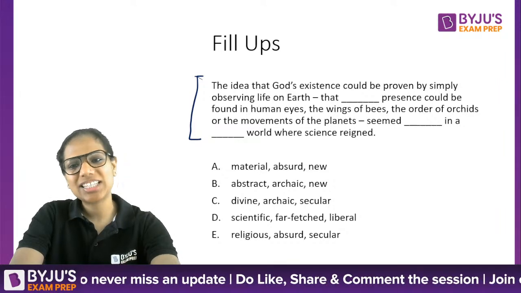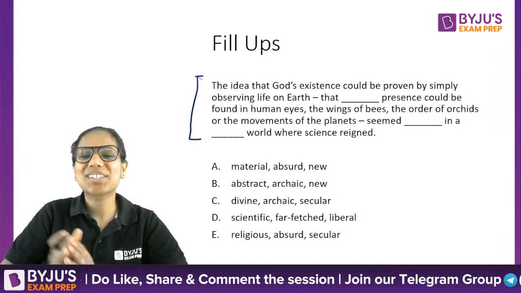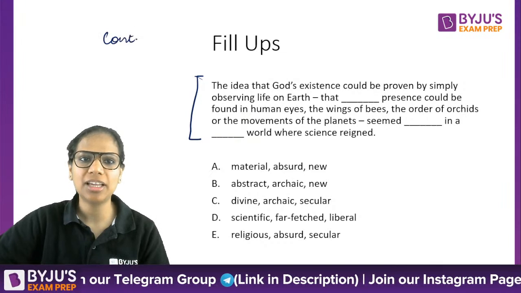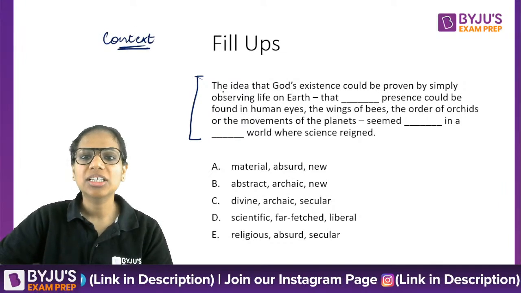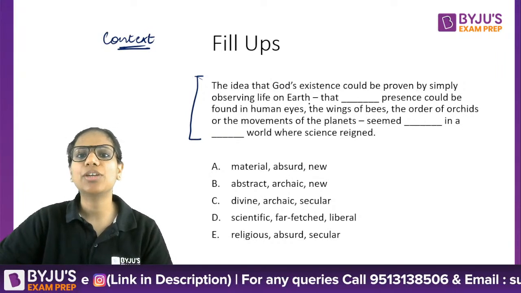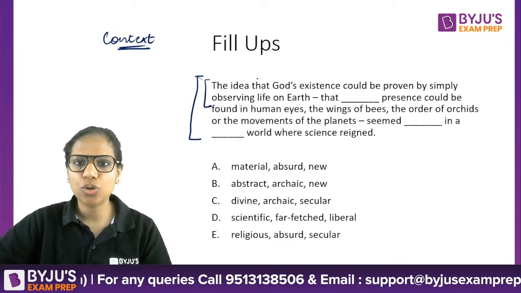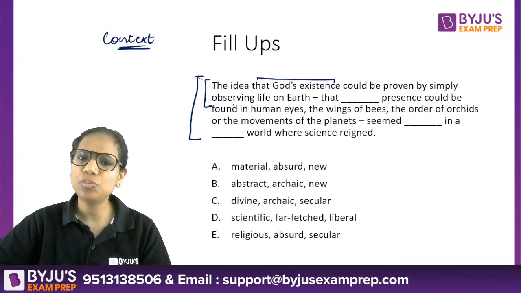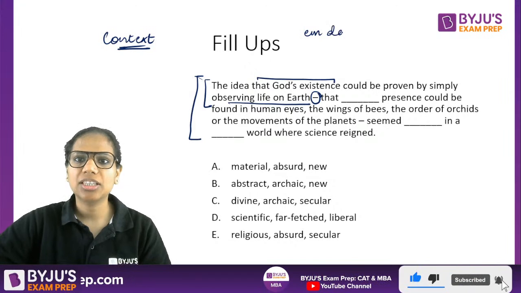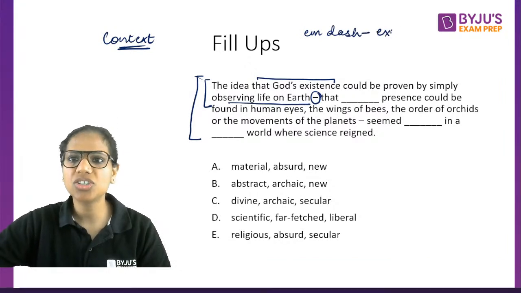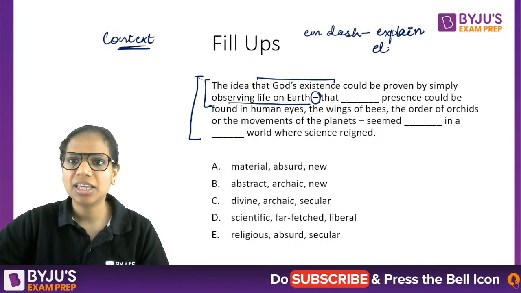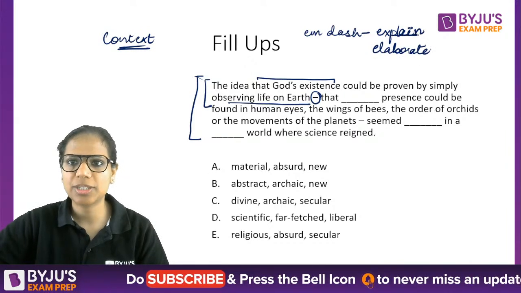All right. So let's discuss this. I've got C also now. So we have to pay a lot of attention to the context in fill in the blank questions, right? So the idea that God's existence could be proven by simply observing life on earth. Then when I put this dash, this is called the em dash. This is used for explaining things. It works just like a colon. Like after the colon also we explain, elaborate things. So it's used to explain or elaborate.